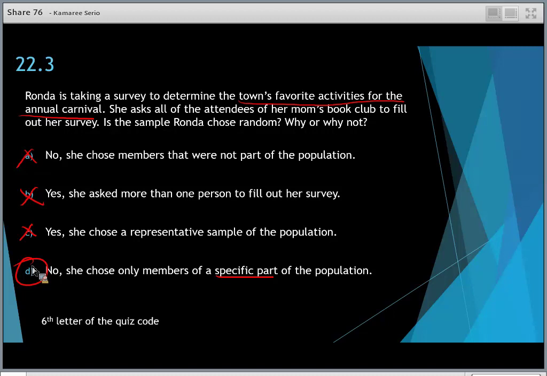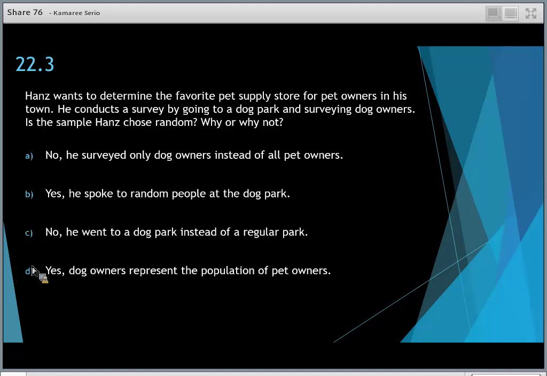Sixth letter of the quiz code this week is A as in apple. So to recap so far, you should have E-L-E-P-H-A, all lowercase.